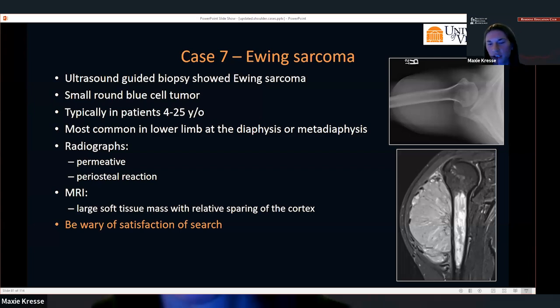And the other lesson of this case is to be wary of satisfaction of search. So this patient did have the AC separation. That was the diagnosis. They were planning to do surgery for that. So when you see on radiographs, oh yeah, AC joint separation, then just kind of move on, but just try and remember to look around at everything and make sure there's nothing else on the images.